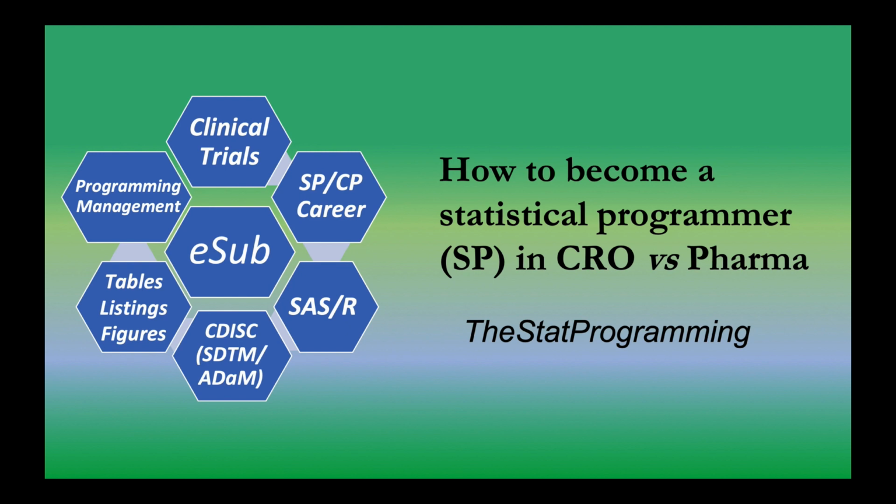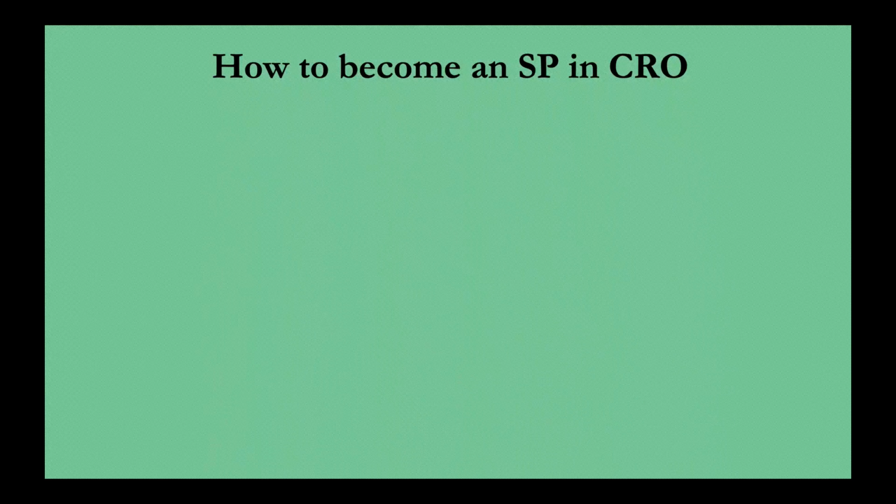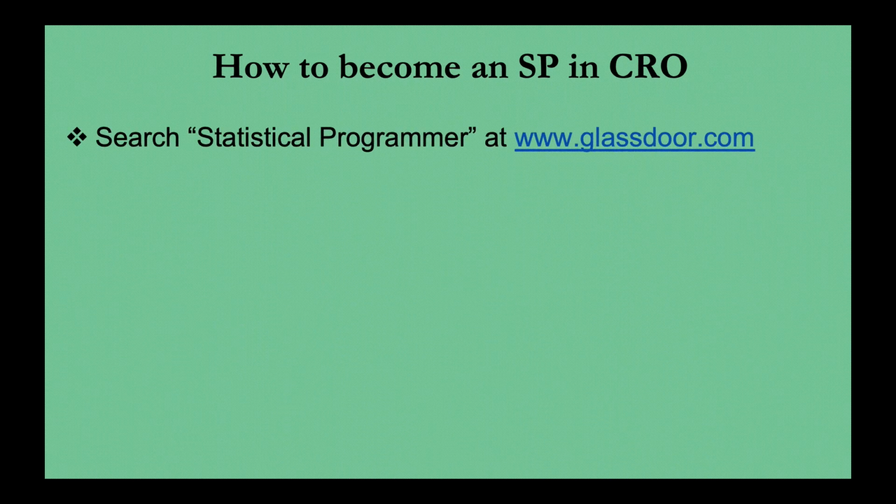Today I'm talking about how to become a statistical programmer or SP in CRO or pharmaceutical industry. So how to become an SP in CRO? CRO means Contract Research Organization. So first you can search statistical programmer at glassdoor.com. Here you will see what the responsibility as a SP and what are the requirements.